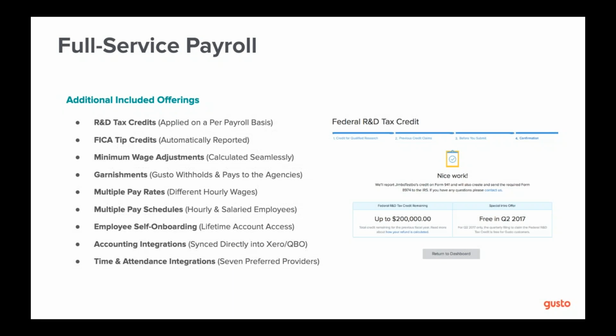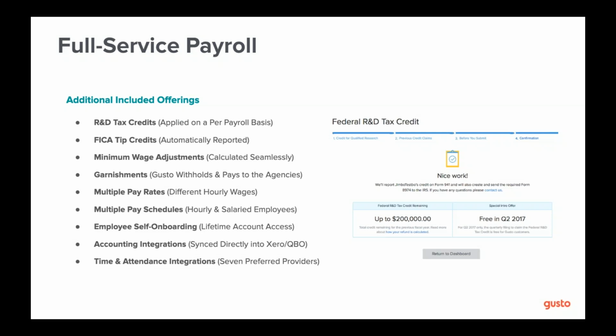Gusto works across a ton of different industries. So this is just calling out a couple different industries and features that we have that really set Gusto apart. I'll just quickly run through a few of them. For example, the very top, R&D tax credit. This is something that new companies that are engaging in R&D can save a tremendous amount of money on. You can claim this directly through Gusto.